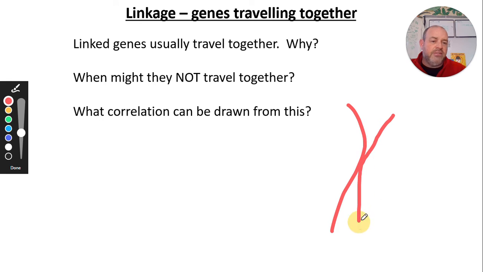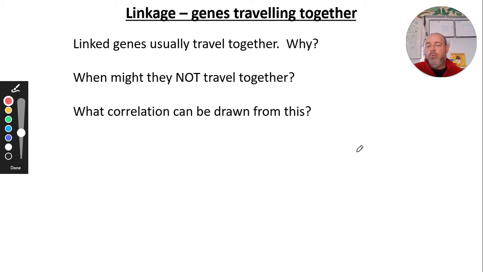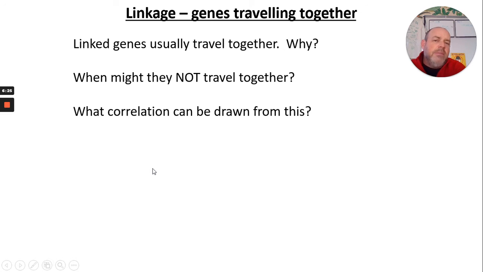If they're just far enough apart, maybe they're like this, but crossing over happened right in between them, and this top piece is going to cross over with a different chromosome, but this one stays, right? So then at that point, they might not travel together. What correlation can be drawn from this? It's really just that the more recombinants you get, the more crossing over you're going to have.